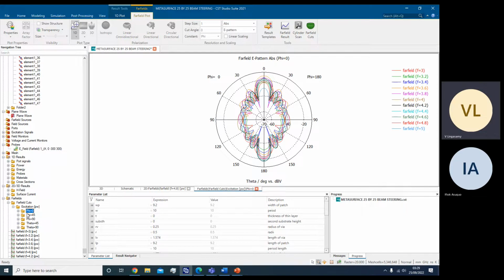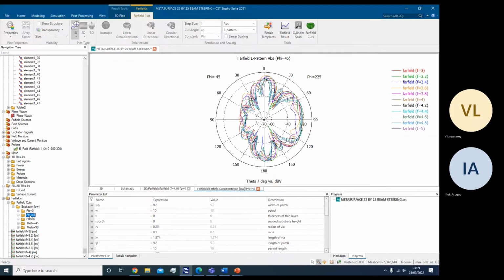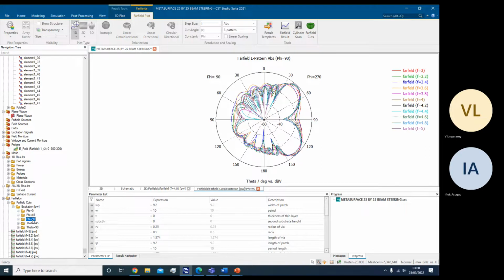Can you see now? These many cuts you are having. Can you click on the 45? This is the 45 results. Can you click on the 90? This is the results. You can select whichever frequency you want.